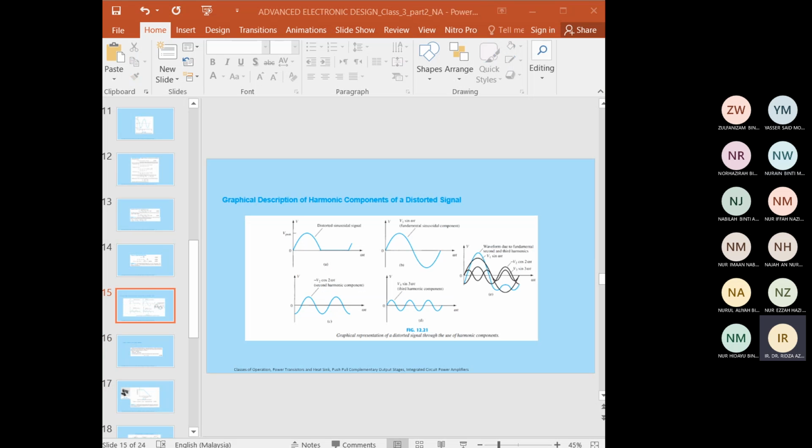Okay, next is the graphical description of the harmonic component. So this is to give you an illustration of what the harmonics look like in the spectrum analyzer, and I believe that you have looked at this before using the spectrum analyzer. So I think in the oscilloscope also, this combination of multiple signals can be seen.